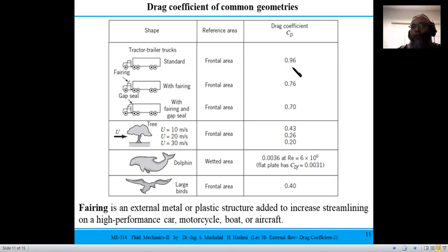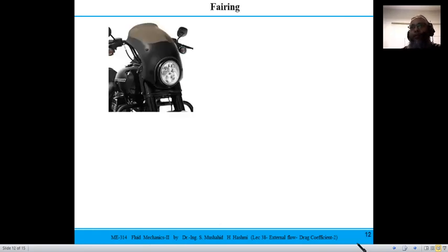Without fairing, you see the drag coefficient was 0.97. So by adding the deflector, this extra part which actually helps in streamlining the body, that is actually called fairing. This fairing has reduced the drag coefficient from 0.96 to 0.76, and this fairing is used in so many vehicles, like for example in motorcycles.